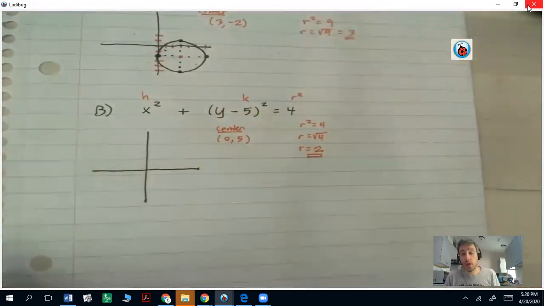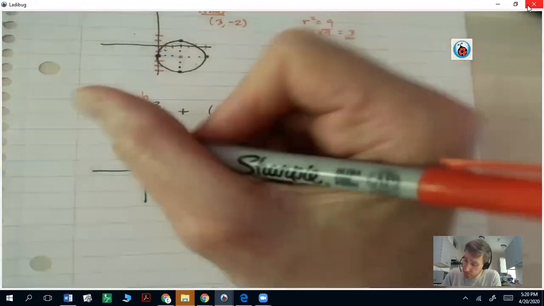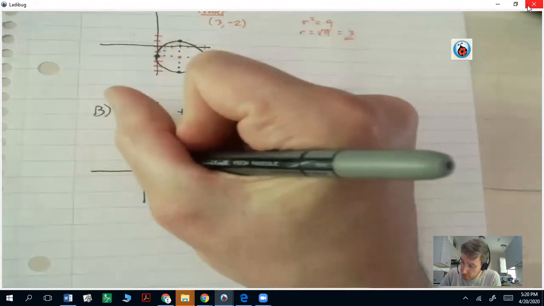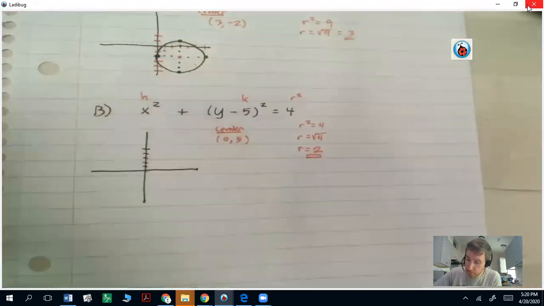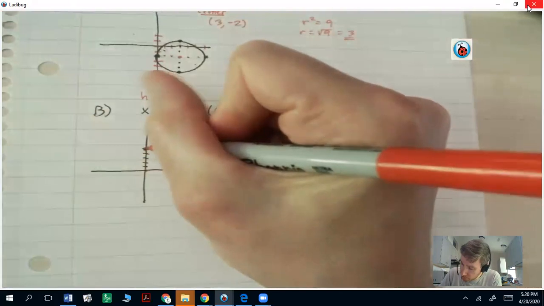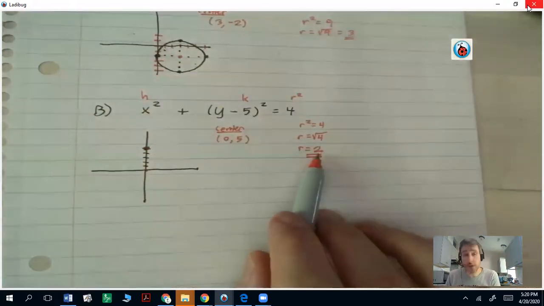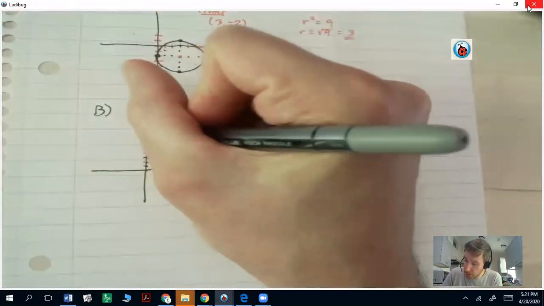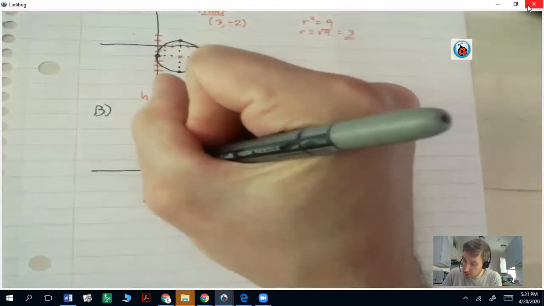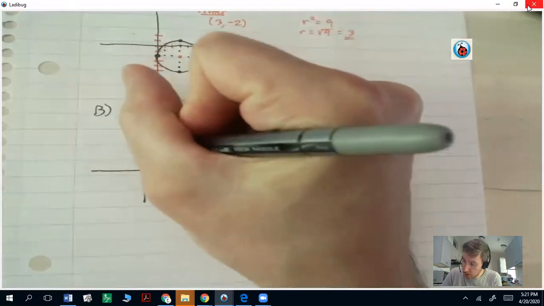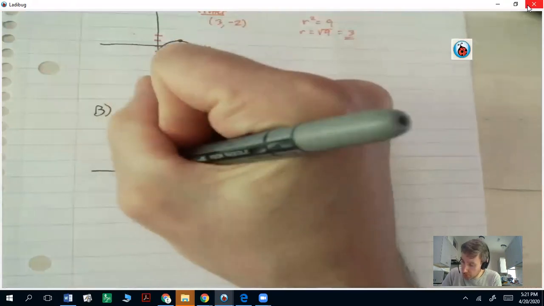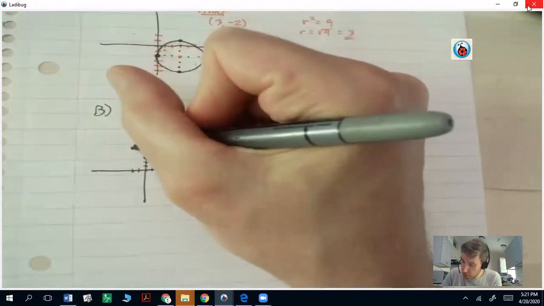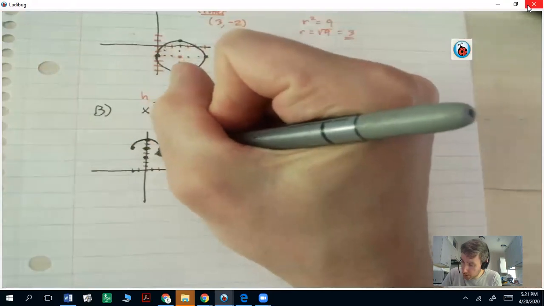We're ready to plot. So we're going to plot the point 0, 5. So I'm going to need to go up 5. There's your center. I need to go 2 units in all 4 directions. So I got to go up 2 from the center, right 2, down 2, and left 2. Your circle should go through those 4 points, best you can draw.